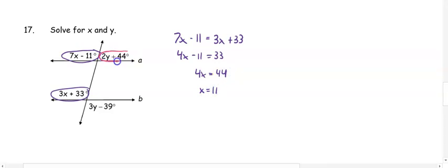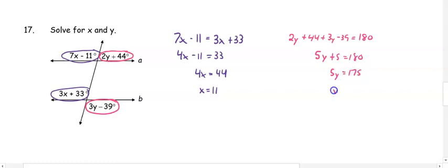When we look at the y angles, we're going to treat those separately. Those are same side exterior angles, so they are supplementary. 2y plus 44 plus 3y minus 39 equals 180. So we combine like terms, we get 5y plus 5 equals 180. We can subtract 5 from both sides. 5y equals 175. So when we divide, we get y is 7.